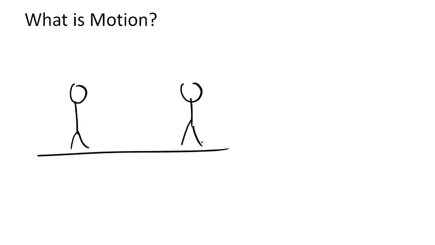But as this is physics, we want to be very precise about our definitions. We cannot just go with any vague statements. So let's see what's vague in this definition. Let's say I'm standing here, and you are standing here.